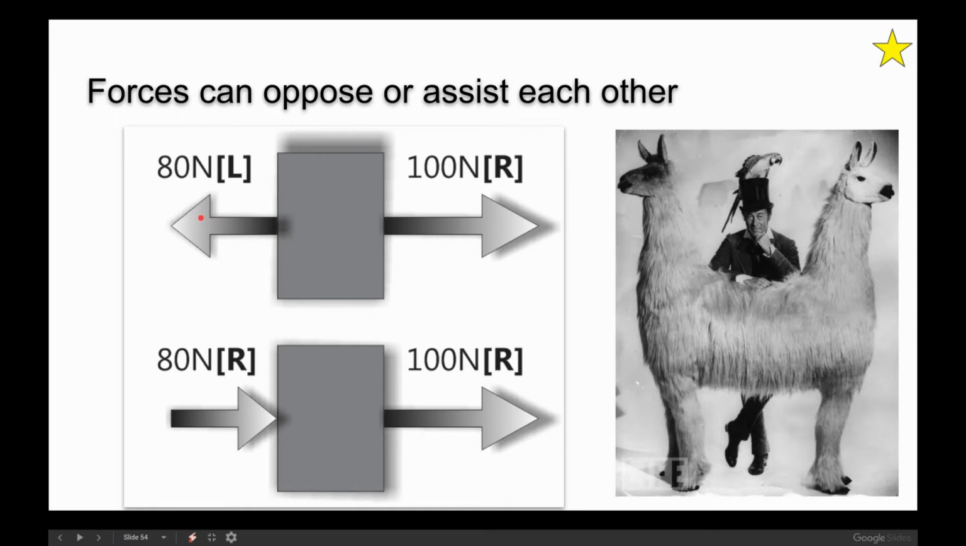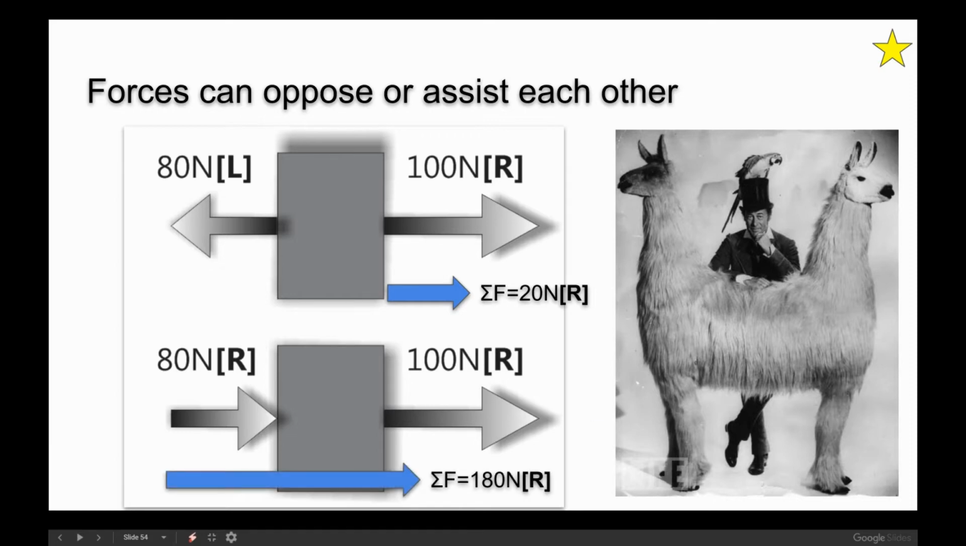So let's say we have 80 newtons to the left and 100 newtons to the right. Obviously, the right side is winning, 20 newtons more. And that's what some teachers would call the unbalanced force. We could also write it this way, right? 80 newtons to the right, 100 newtons to the right. Now we'd have 180 newtons to the right. It's really quite simple to see whether forces are helping each other out or fighting each other. We have a net force of 20 there, and on this one we have a net force of 180. Some teachers will call it F unbalanced.